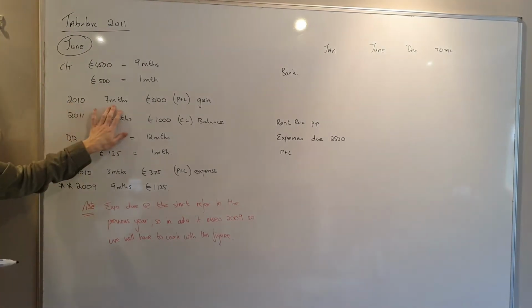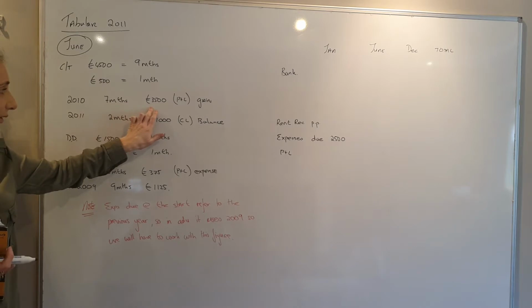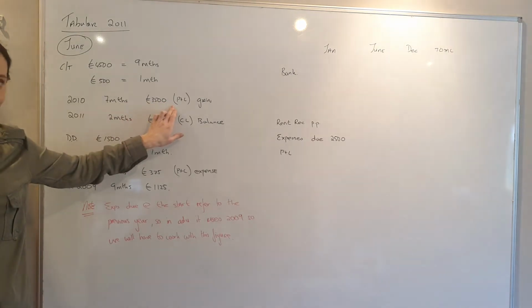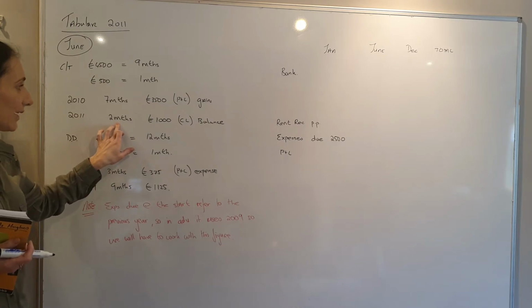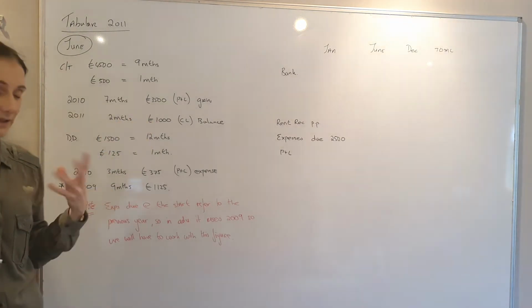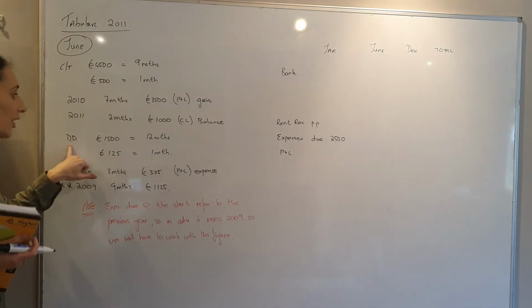2010, you want 7 months, which means it's 3,500, and you need to show that in your profit and loss as a gain. And 2011 is 2 months, and it's 1,000, so it should be shown in the balance sheet, and it'll be your current liability. And be careful with this.